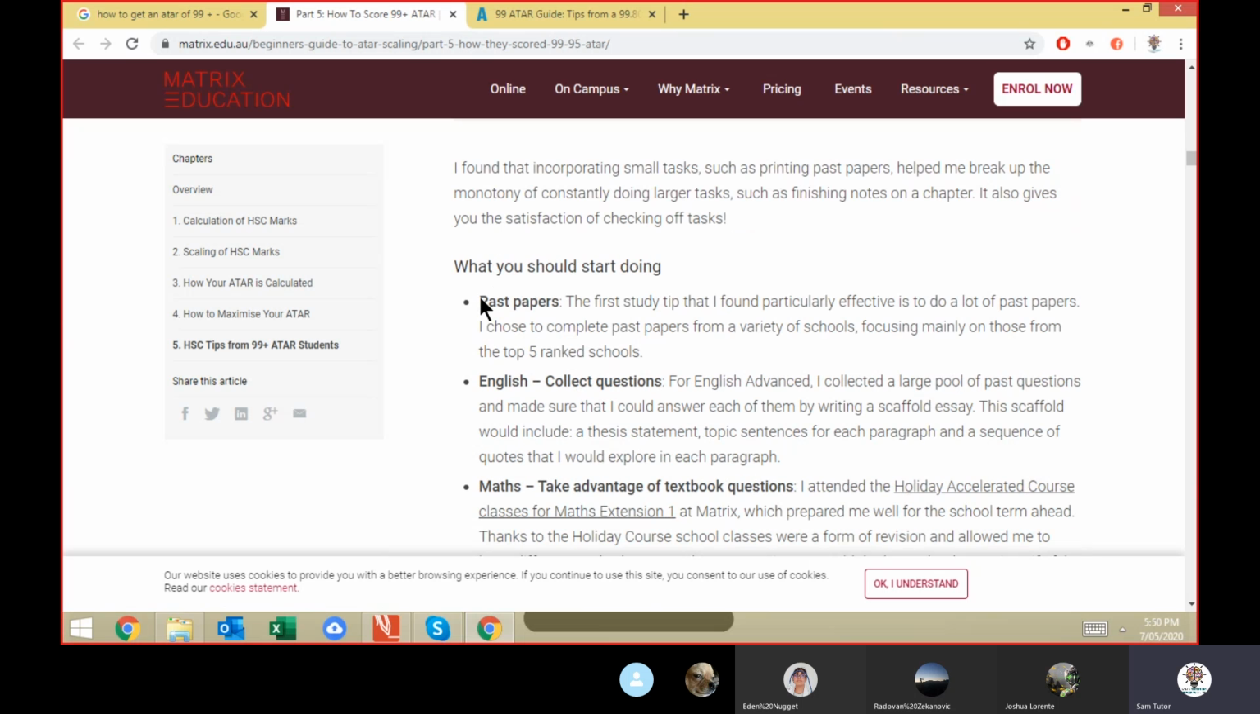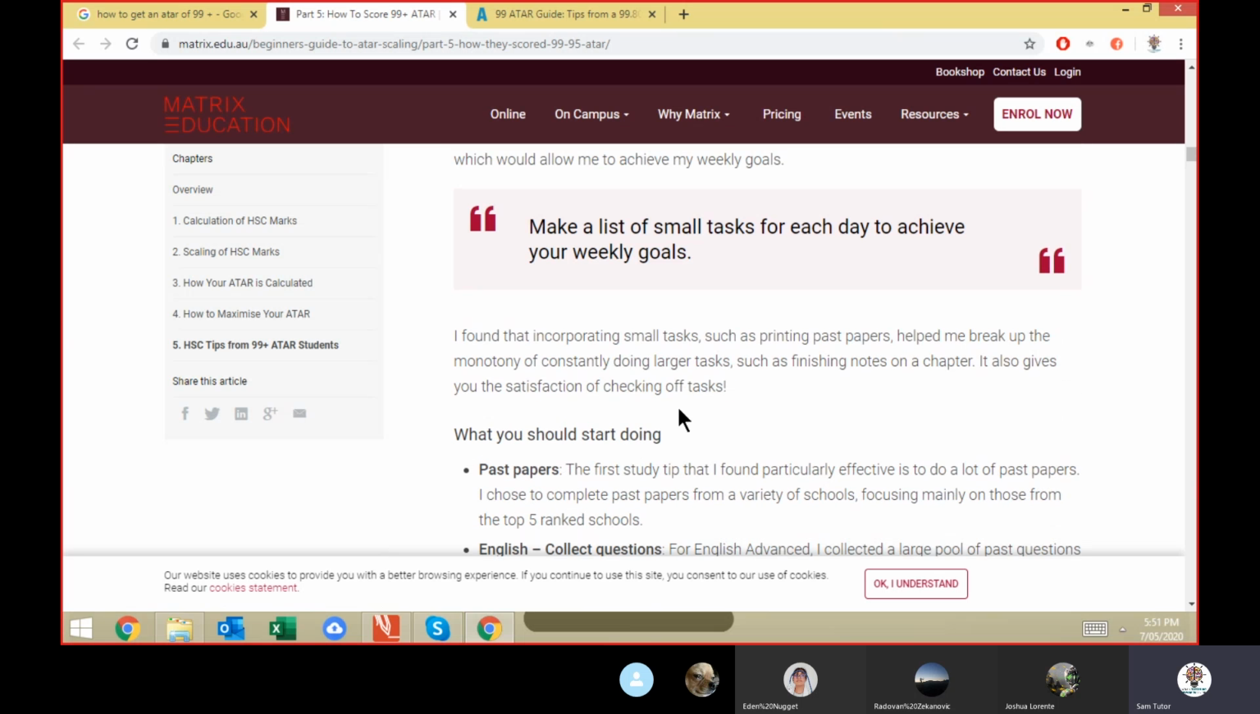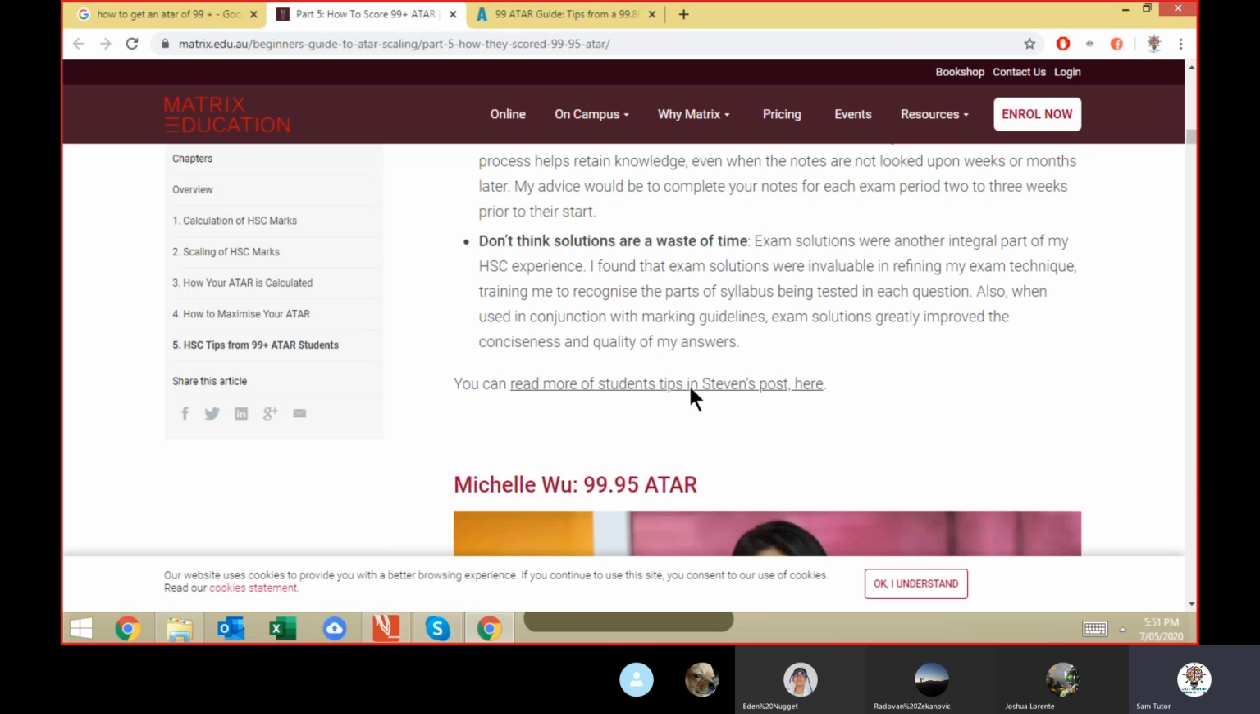What should you start doing? Look at the first point she just said. There you go. Past papers. The first study tip that I found particularly effective is to do a lot of past papers. I chose to complete past papers from a variety of schools, focusing mainly on those from the top 5 ranked schools. Can I say it any more? I mean, look, I just Googled a random thing and there you go.